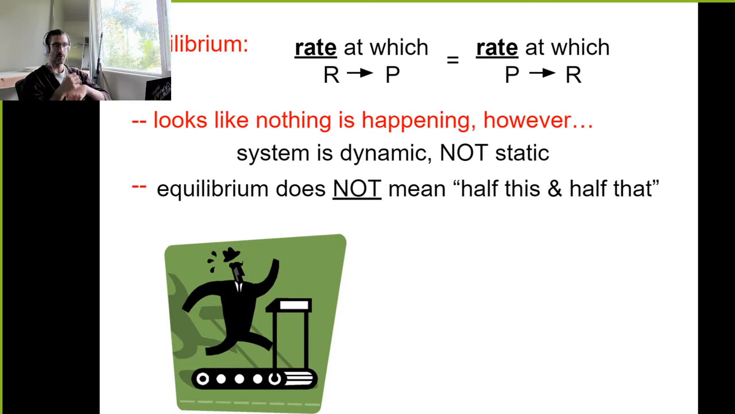Like if we're running on a treadmill, we want to maintain equilibrium in our body. So a couple things happen. We increase our breathing rate, we increase our heart rate, we start to sweat as our temperature increases. We want to keep our temperature within a certain range. So we do all these things to maintain physiological equilibrium.